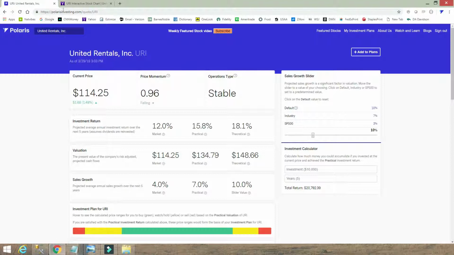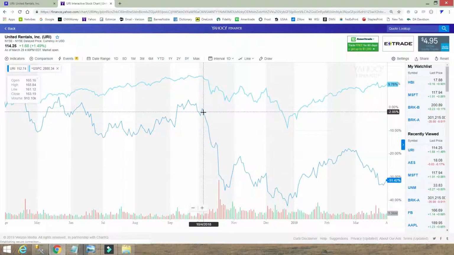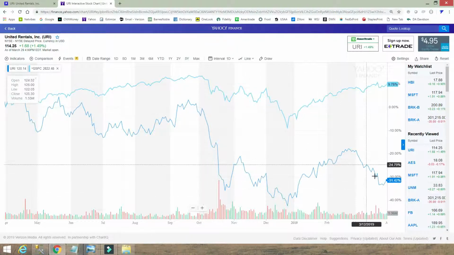Let's do a deeper dive on price history. What you're looking at is the price history over the last year. The bottom darker blue line is United Rental, and the top lighter blue line is the S&P 500 index. As you can see, URI stock price started to significantly diverge from the S&P 500 index about 6 months ago, and over the last year its price has declined by almost a third.